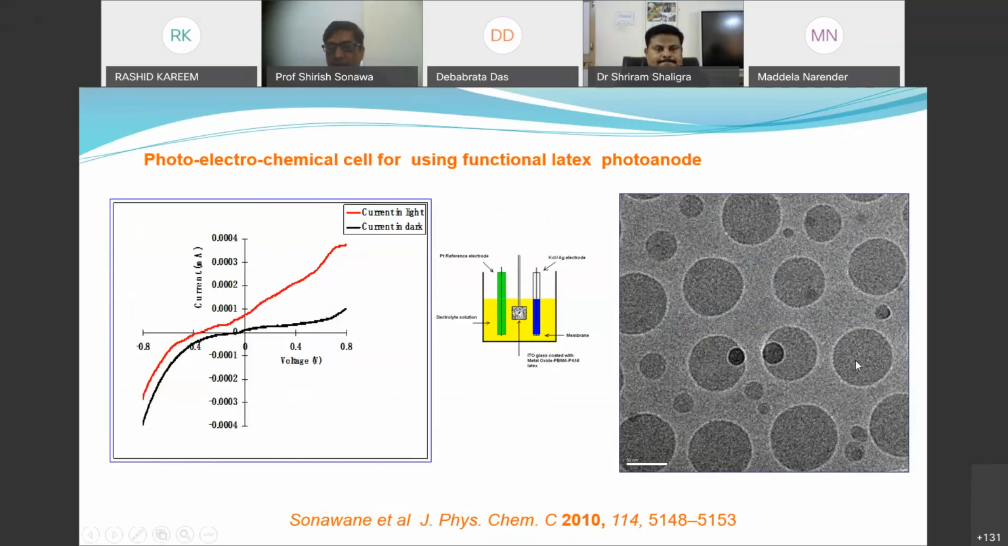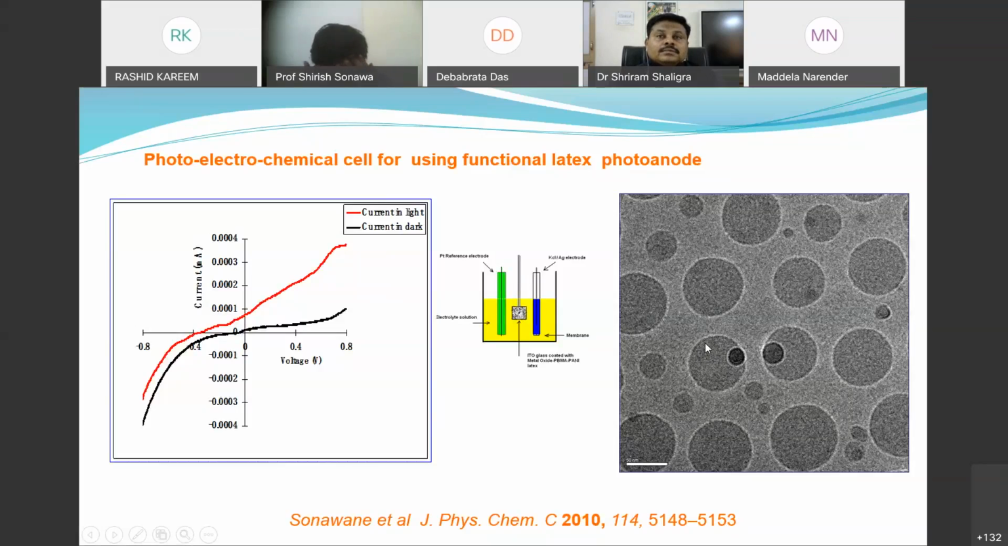You can see that the latex here has been imaged using cryo-TEM. You can see the scale is 50 nanometers. The size of each latex particle may be near 50 or maybe less than 80 nanometers. If you look, the size of this latex is almost uniform in the nanometer range.